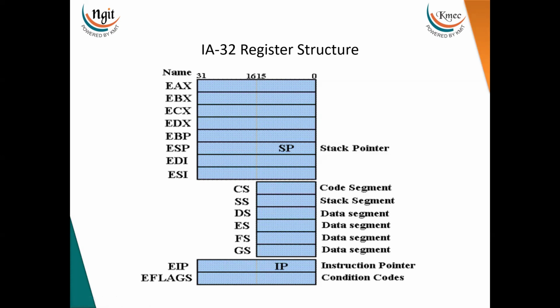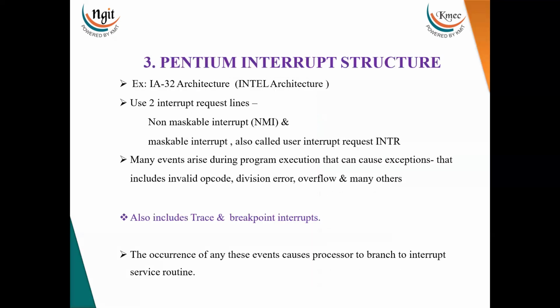So now, whenever the interrupt occurs, we will see what happens inside the processor. Before that, let me explain what the different types of interrupts are in the Pentium. Here, two types of interrupts are there. One is the non-maskable interrupt, which has the highest priority. Whenever this interrupt occurs, the processor must execute its ISR. The second one is the maskable interrupt, or simply the INTR interrupt.